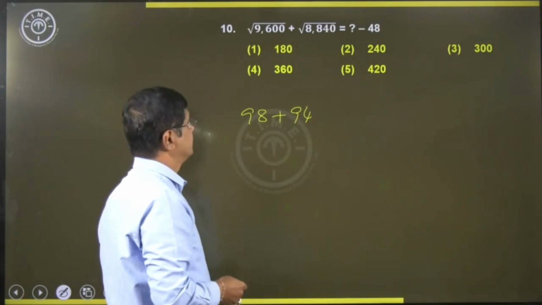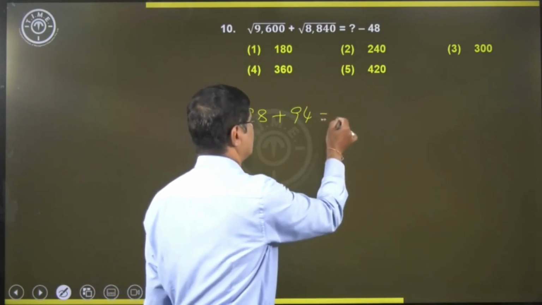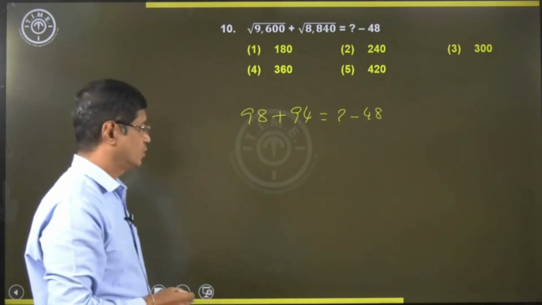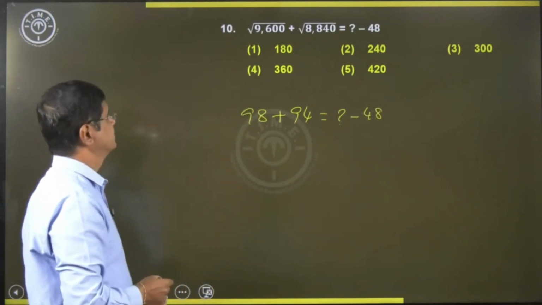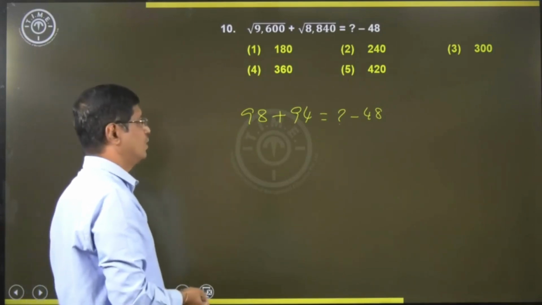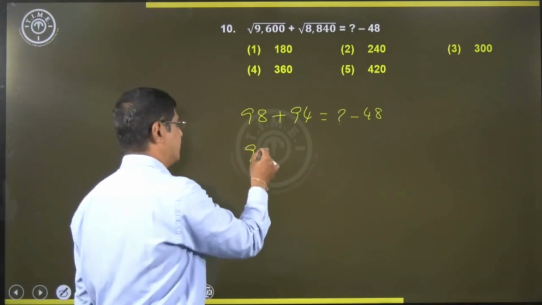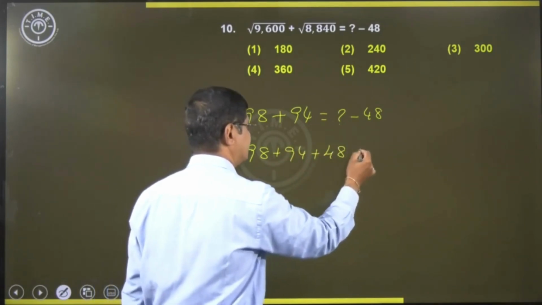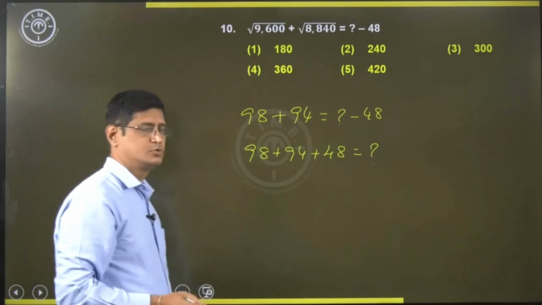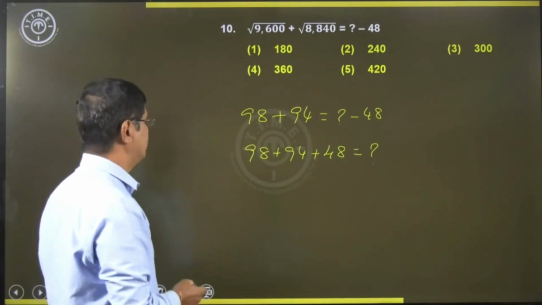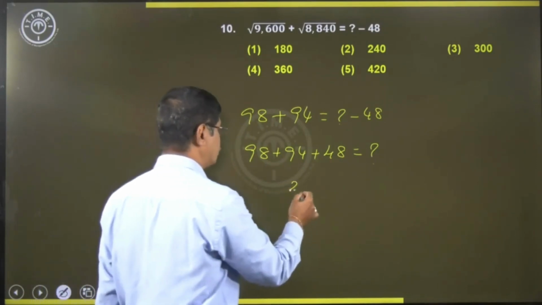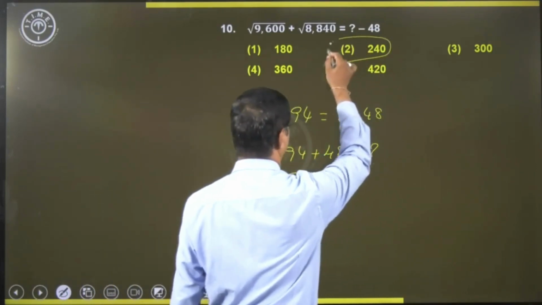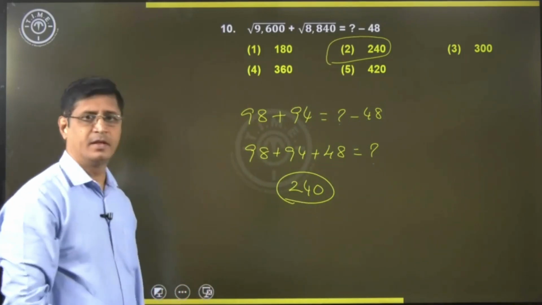Okay, is equal to question mark minus 48. Question mark minus 48. Just simplify this. What is the sum of all these values? 98, 94 plus 48 is equal to. Okay. How much is the sum of all these values? The sum of all these values is equal to 240. So what is the right choice? Option number 2. The second choice is the right answer.